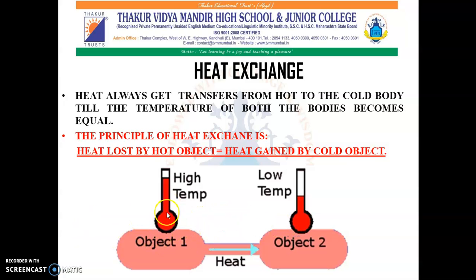Here, object 1 is at high temperature and object 2 is at low temperature. So the transfer of heat will be from object 1 to object 2, and this transfer will continue till both objects attain the same temperature. So the principle of heat exchange is: heat lost by the hot object is equal to heat gained by the cold object.